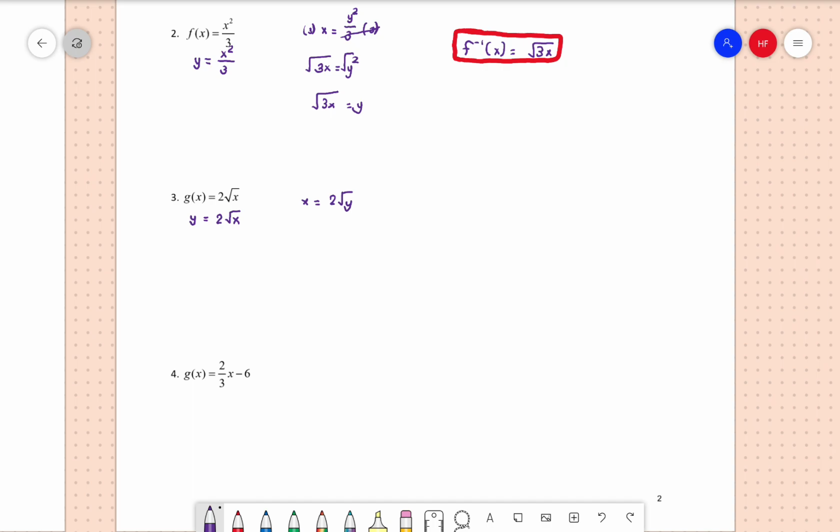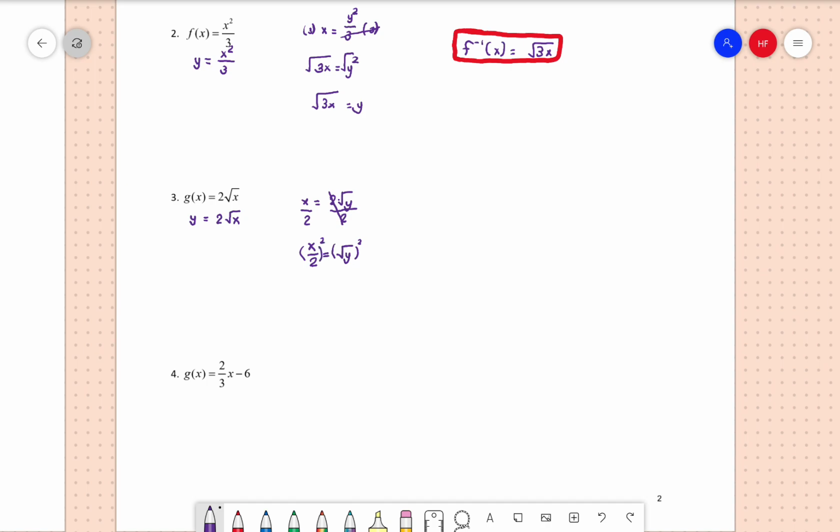So the first thing I'm going to do is divide by a 2. We see that this 2 is multiplying by the square root of y. So we can say 2 times that. To get rid of it, I have to divide by it. So x over 2 is equal to the square root of y. To get rid of a square root, I have to do the opposite and square. Whatever I do on the left, I got to do on the right.